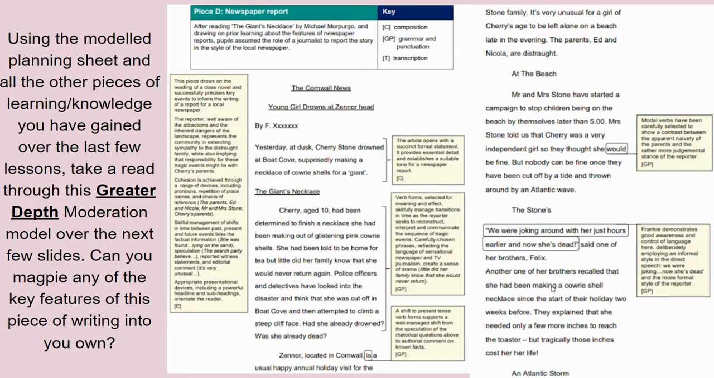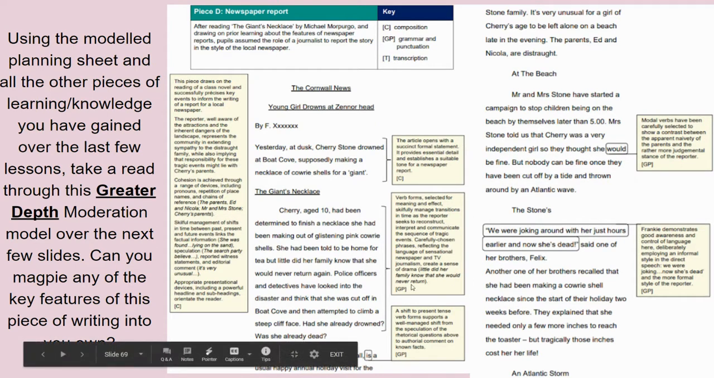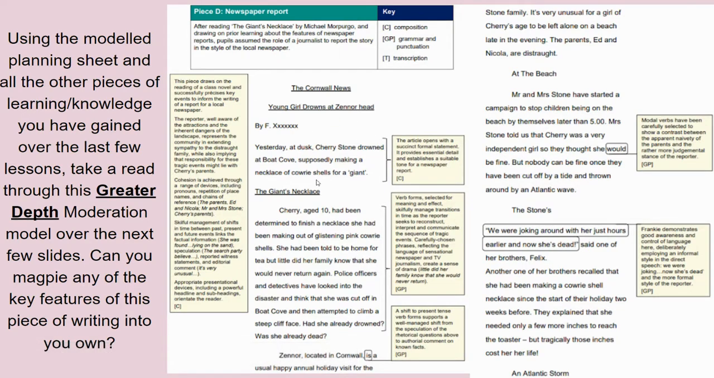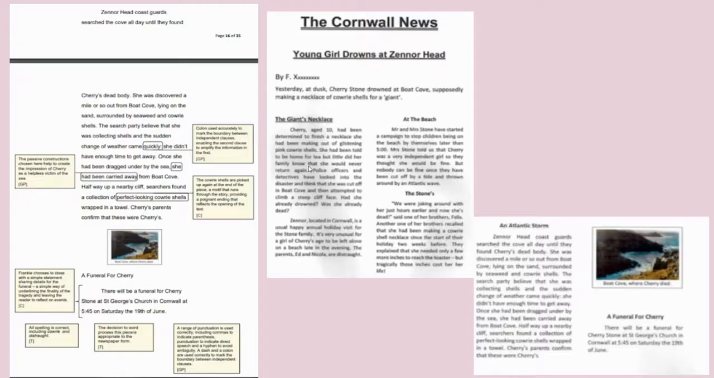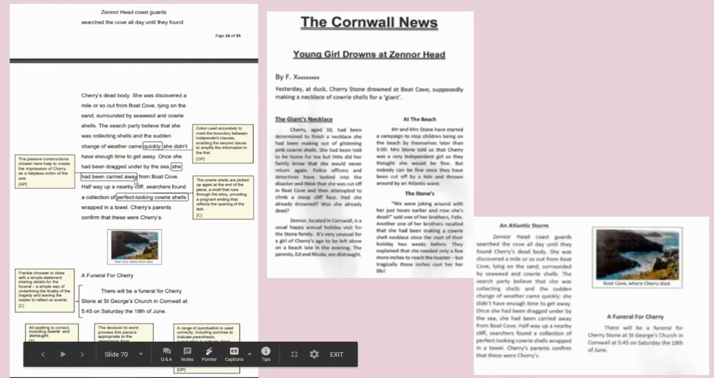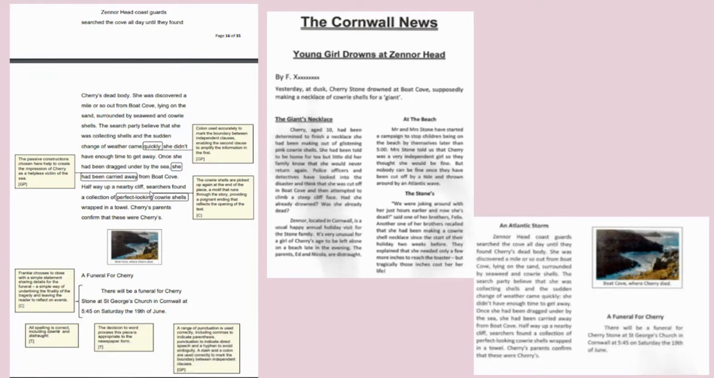So take a look at this modelled example. So using the modelled planning sheet and all the other pieces of learning and knowledge you've gained over the last few lessons, take a read through this greater depth moderation model over the next few slides. Can you magpie some of this in your own planning? Now we've given you the one which is annotated because we're hoping that you use elements of this in your own. Now to me, this is already quite a basic introduction, so perhaps you can think about, you know what, in fact, I'm going to up-level this even further. We've also given you an example of what this looks like and then what it's marked like. So really think about the decisions and the choices that you're making throughout.